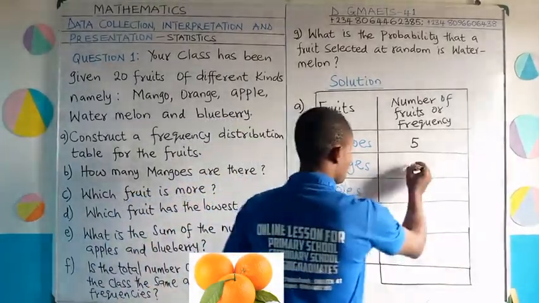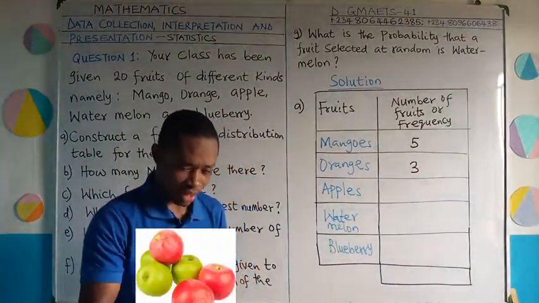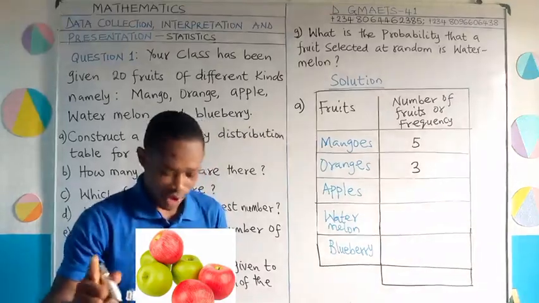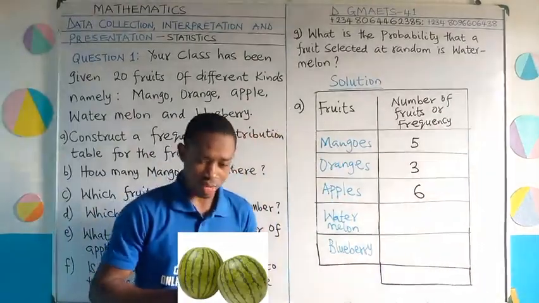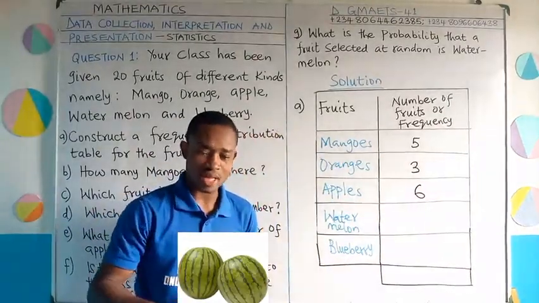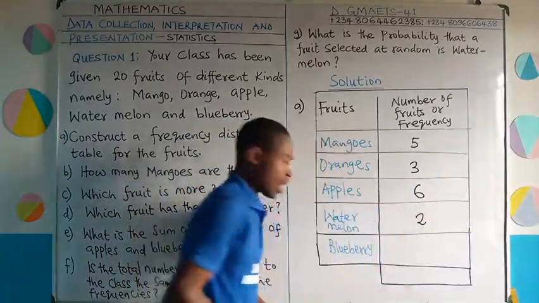There are 3 oranges. And then apples. Let's see. We've got 1, 2, 3, 4, 5, 6. 6 apples. Then watermelon. How many are the watermelons? So please count that. Let's see. All right, that's correct. Just 2 watermelons.